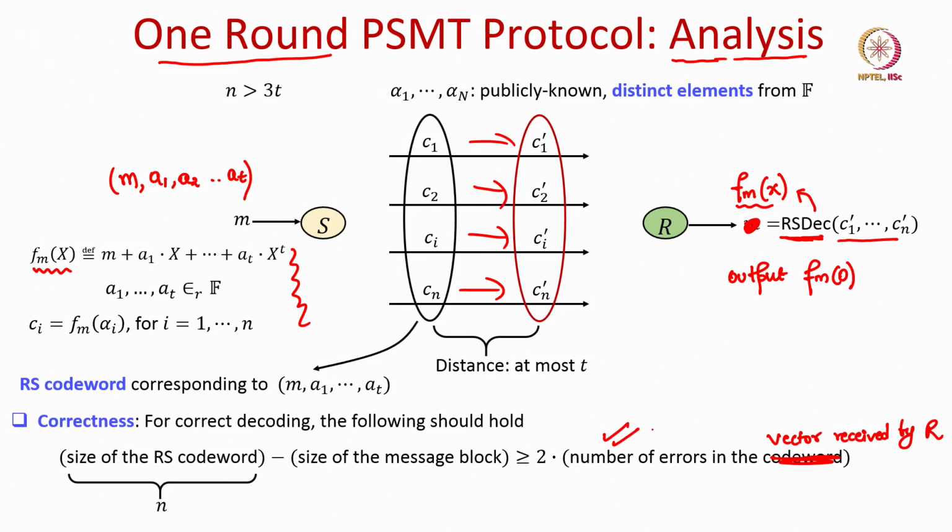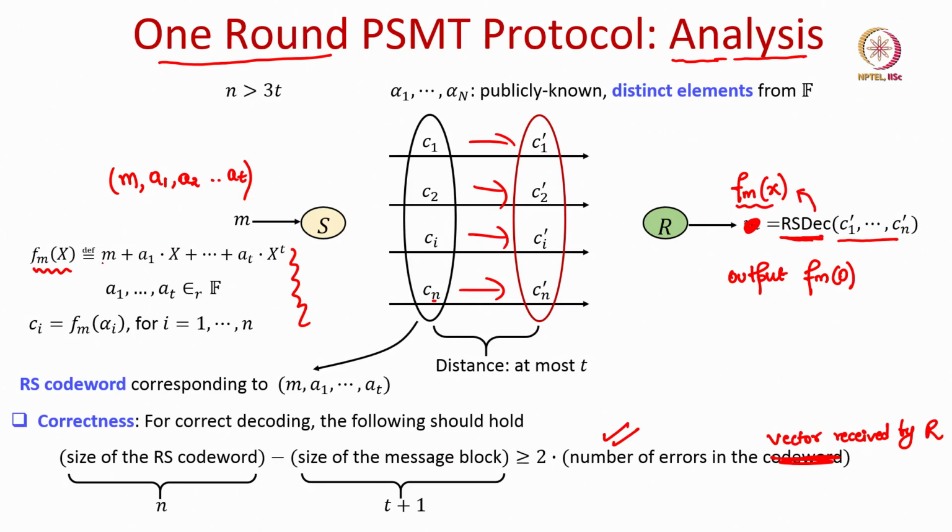So, now what is the size of the Reed-Solomon code word that the sender has computed? Its size is n. And what is the size of the message block of the sender? The size of the message block of the sender is t plus 1, because it consists of t plus 1 elements.